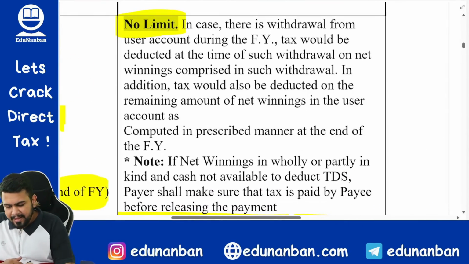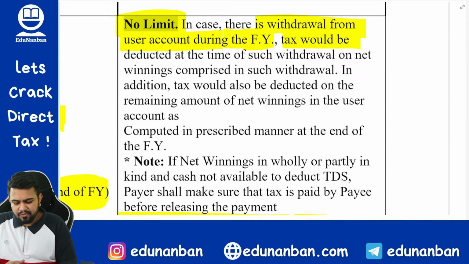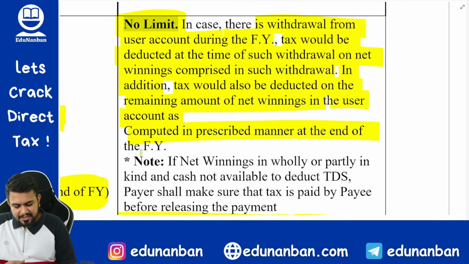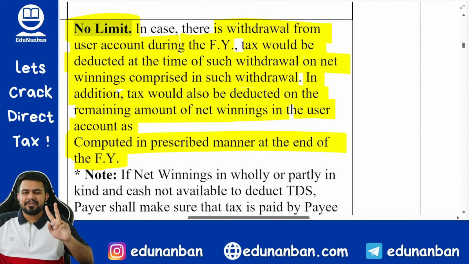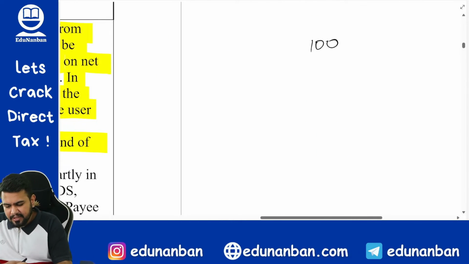So now, in case there is a withdrawal from the user account during the financial year, tax would be deducted at the time of such withdrawal on net winnings comprised in such withdrawal. In addition, tax would also be deducted on the remaining amount of net winnings in the user account as computed in the prescribed manner at the end of the financial year. So now what are they telling? There are two ways in which the tax is going to be deducted. Number one, the tax will be deducted on net winnings.